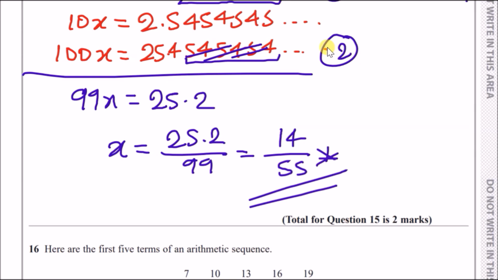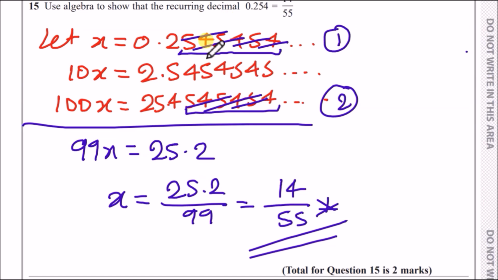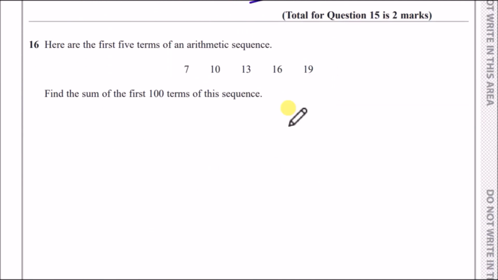And that's it. That's literally all they want you to do. It's just subtract two sets of equations with the same lined up decimal, and you've got the result. Now, 16. So here are the first 5 terms of an arithmetic sequence. So far they're all going up in threes, yeah? So plus threes. Find the sum of the first 100 terms.